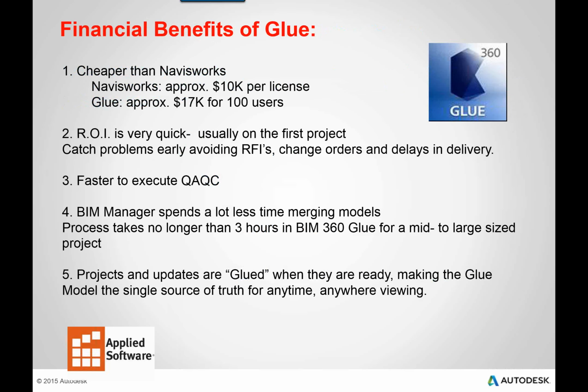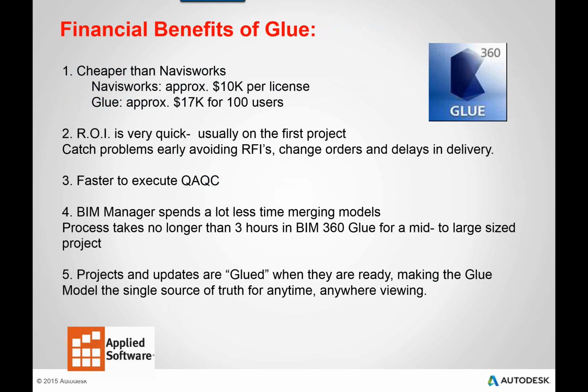Lastly, let me close up by telling you some of the financial benefits of Glue. It is cheaper than Navisworks. I'm not going to read these out verbatim, but your return on investment is quick. You're usually going to make this up on the very first project. Matter of fact, one of our clients in Jacksonville, which I'm not allowed to name, saved $25,000 this year on one project alone by catching an error before the construction documents were going out. And they attribute this totally 110% to using BIM 360 Glue.